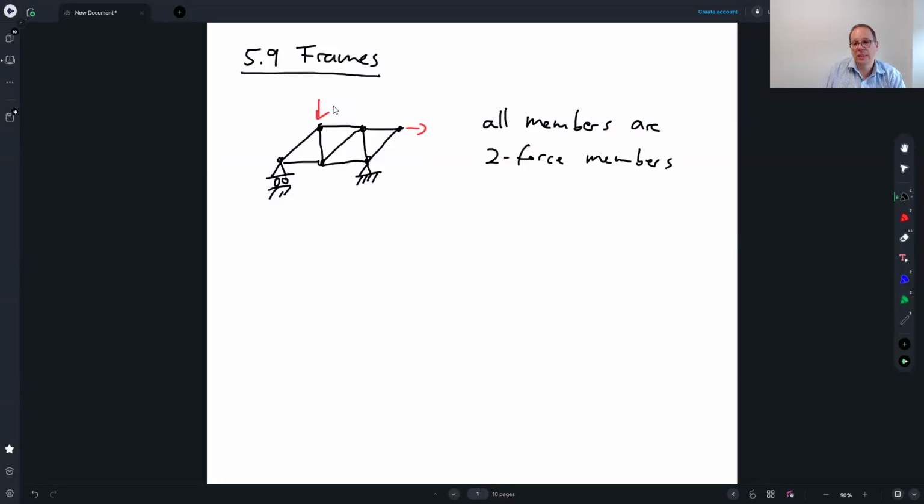Now, what we're going to talk about today is a frame, which is similar to a truss in that it has a bunch of members that are connected by pins or by joints. But now the load can be anywhere. It doesn't have to be at the joints. And we're going to talk about two different ones. We're going to talk about frames that are collapsible, and then we're going to talk about ones that are non-collapsible.